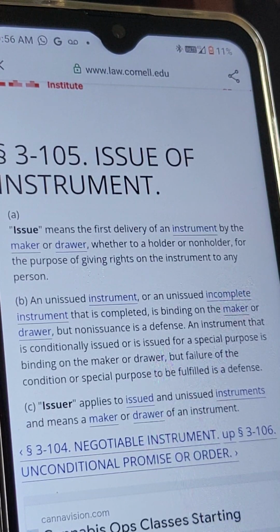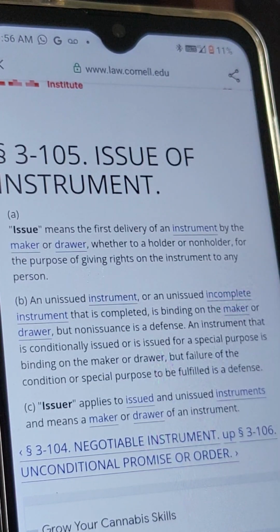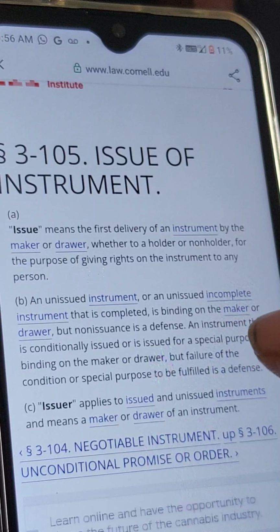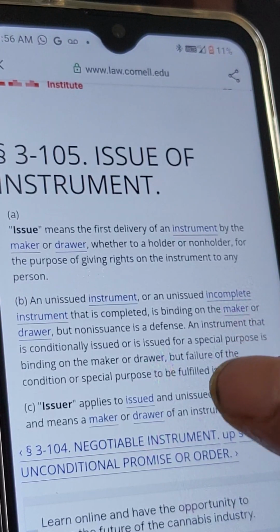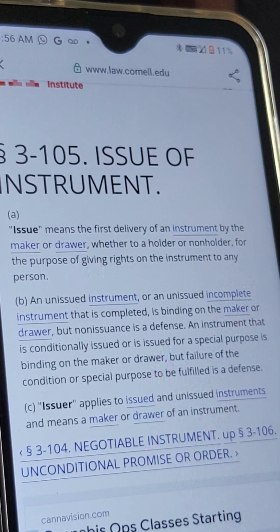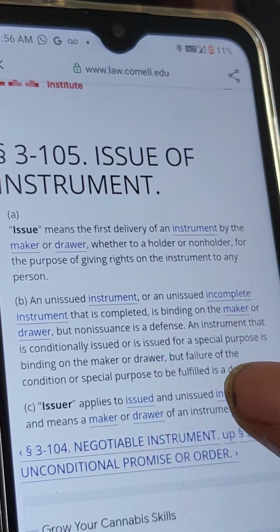So now I'm at defense. Them. Anything with the ER is them, and the EEs is us. Issuer, unless you're doing a promissory note, then you are the maker.